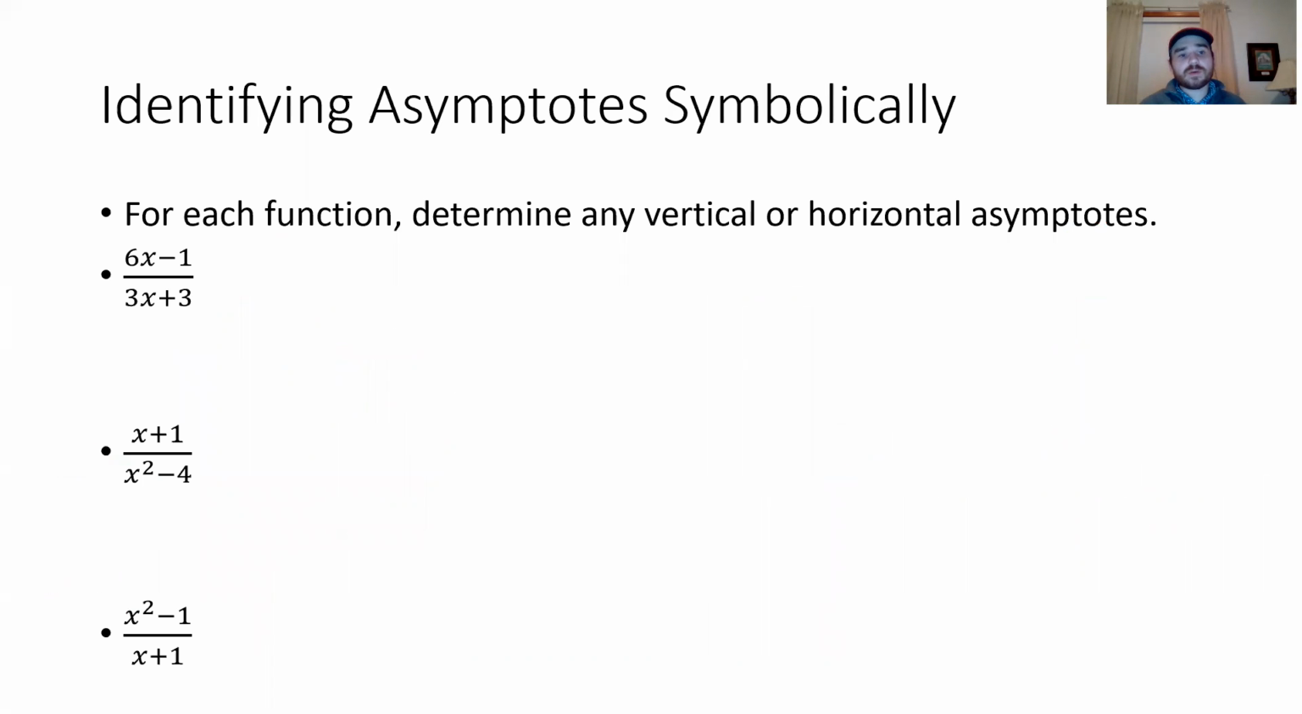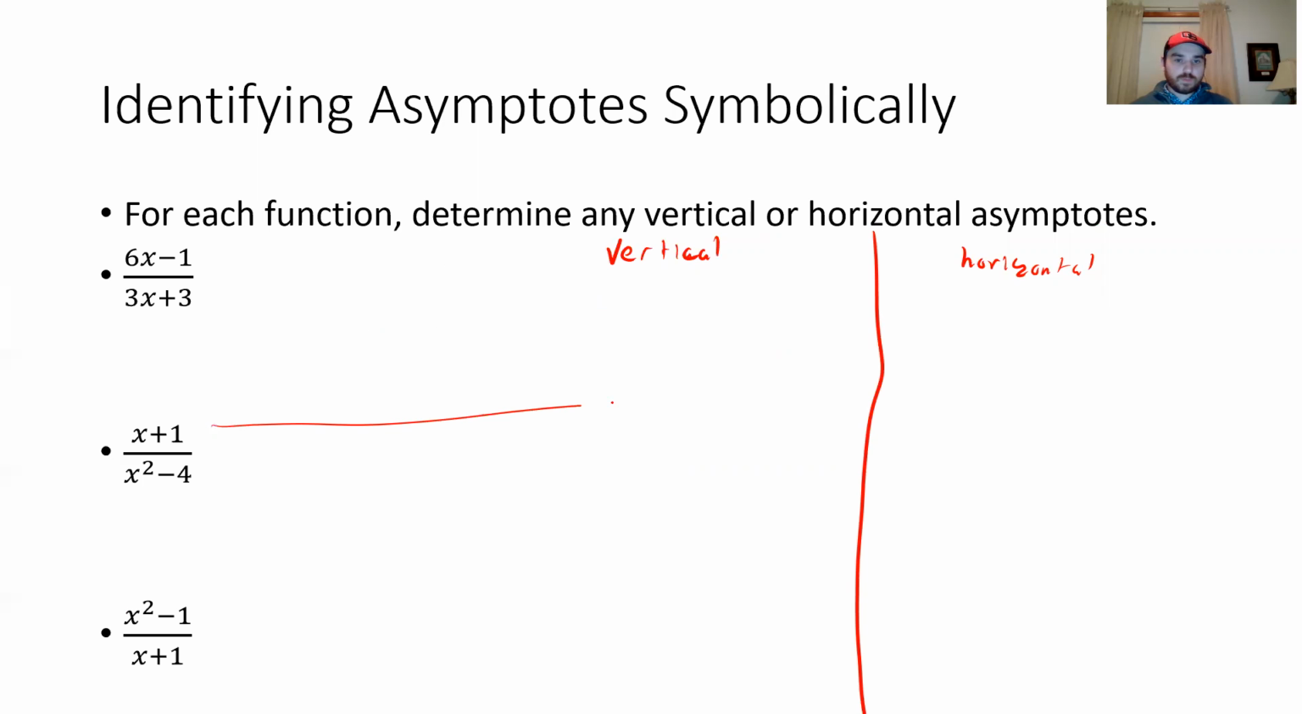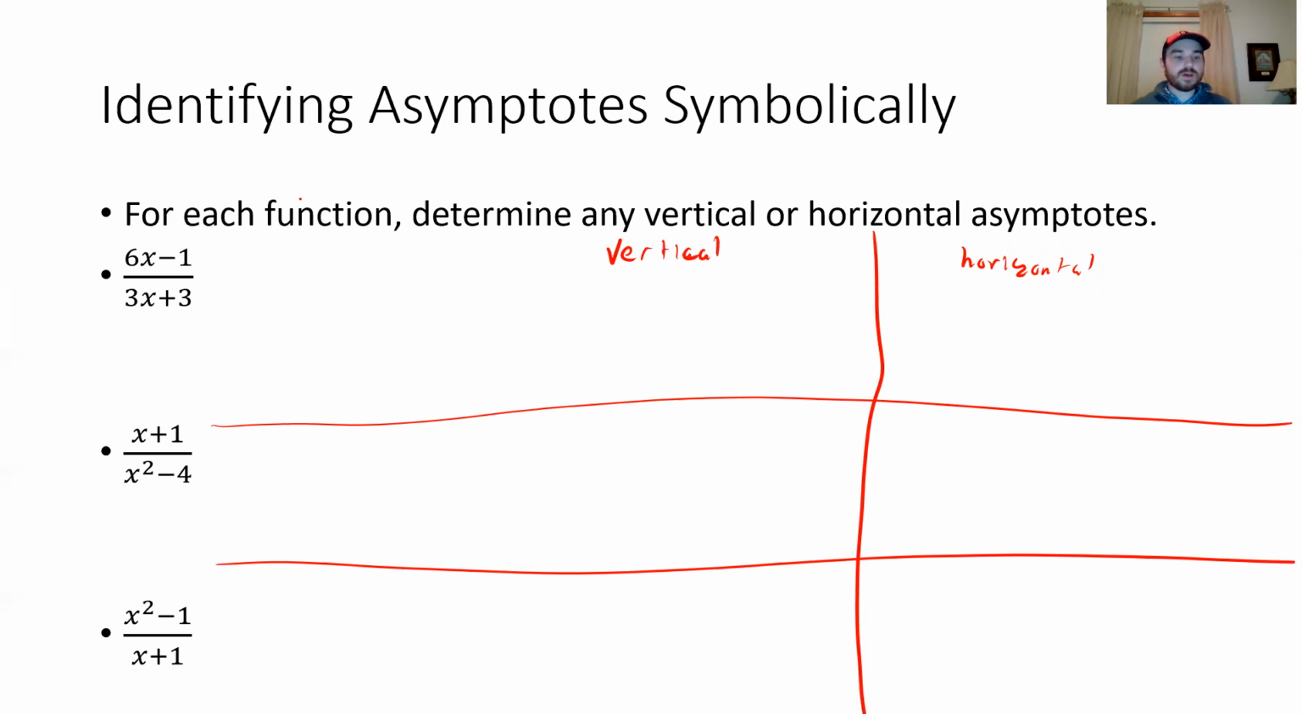All right, now we're going to look at how to do it symbolically. This is a little bit tougher, but this is something that I think will hopefully help clear it up a little bit. So let's start with vertical asymptotes. Vertical, and then we'll have a horizontal. And what I'm going to do is just kind of, that's the first one, second one, and the third one.